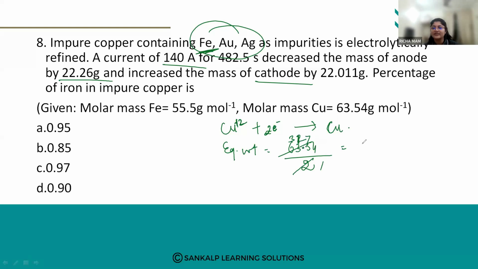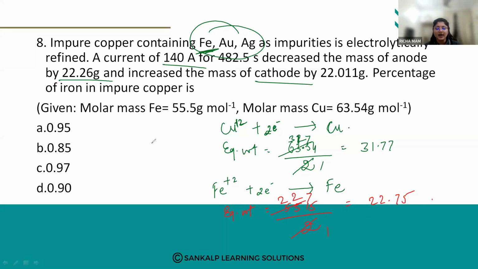So 31.77. Now, this is for your copper. Now, Fe plus 2 electrons giving you Fe. This is of your iron, so iron is also getting reduced. Now, what is the equivalent weight of this? Equivalent weight of the iron is 55.5 divided by 2, since 2 electrons are involved. So it is 27.75. So the equivalent weight of iron is 27.75.